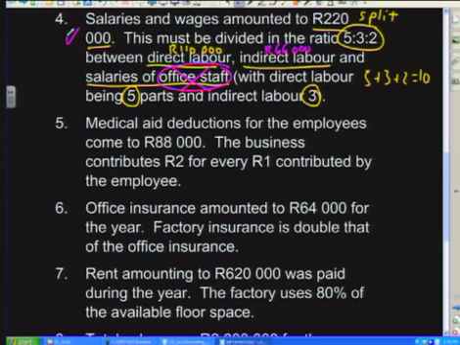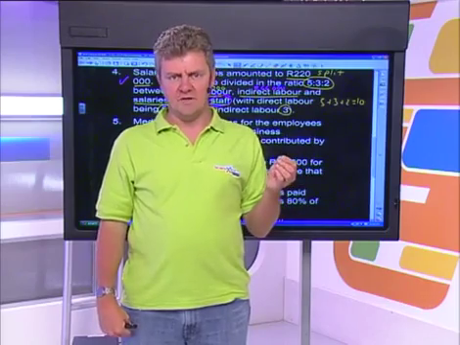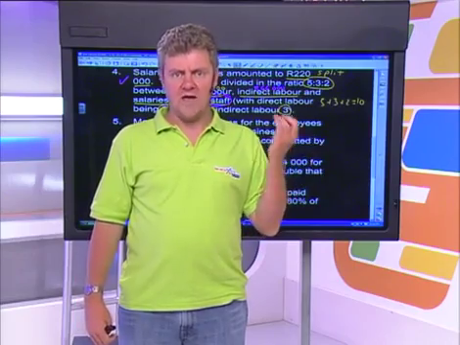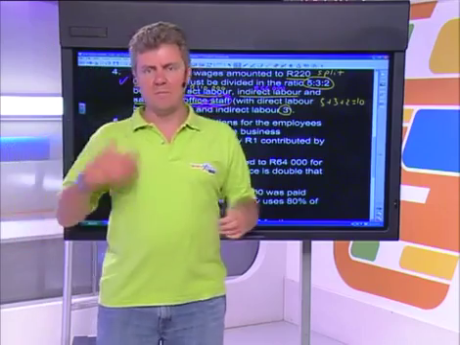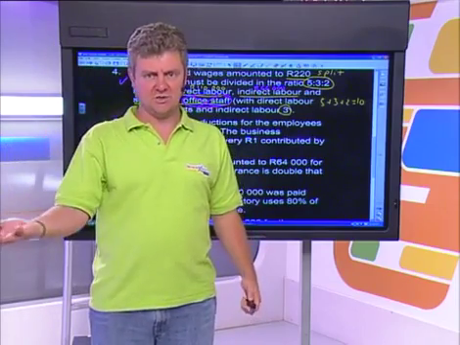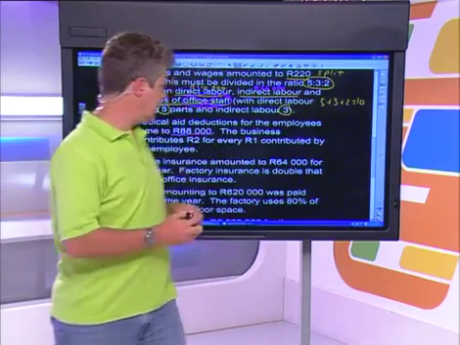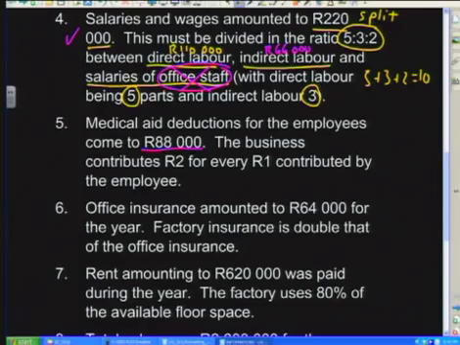Next part says that medical aid deductions for the employees come to 88,000 Rand. Here it's testing a little bit of your knowledge between the difference between deductions and contributions. Deductions are paid by the employee, whereas contributions are paid by the employer. They are extra expenses to the business. So what this question is telling you is that the deductions of 88,000 are being paid out of the employee's salary, so they were included in the 220,000 that we had in the previous question.